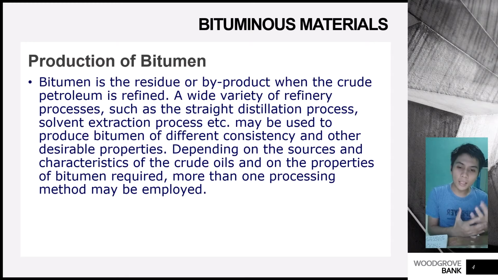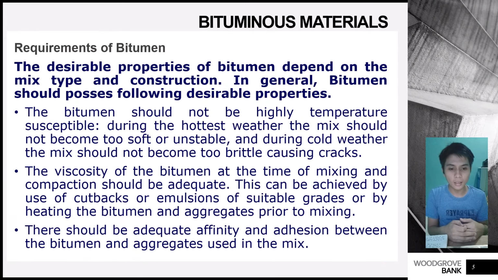So bitumen is usually a byproduct or a residue of petroleum and its refinery processes, which undergo distillation processes, solvent extraction processes, and many other processes, not only the two. After it is produced, depending on the sources, the characteristics of crude oils, and the properties of bitumen required, more than one processing method may be employed.